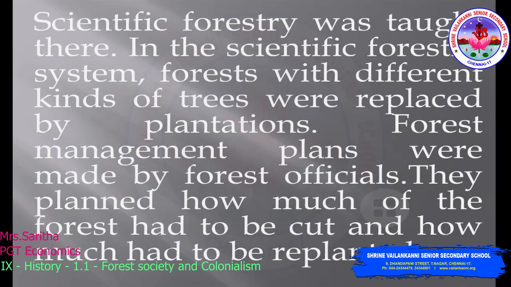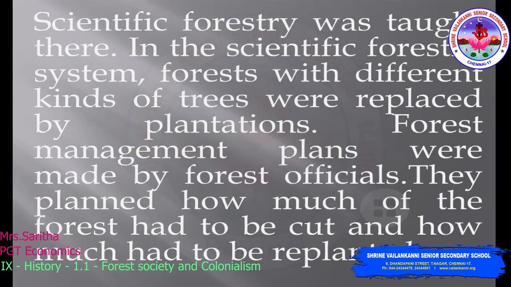In the scientific forestry system, forests with different kinds of trees were replaced by plantations, and forest management plans were made by the forest officials. They planned how much of the forest had to be cut and how much had to be replanted. As I've said already, scientific forestry encouraged plantation agriculture.